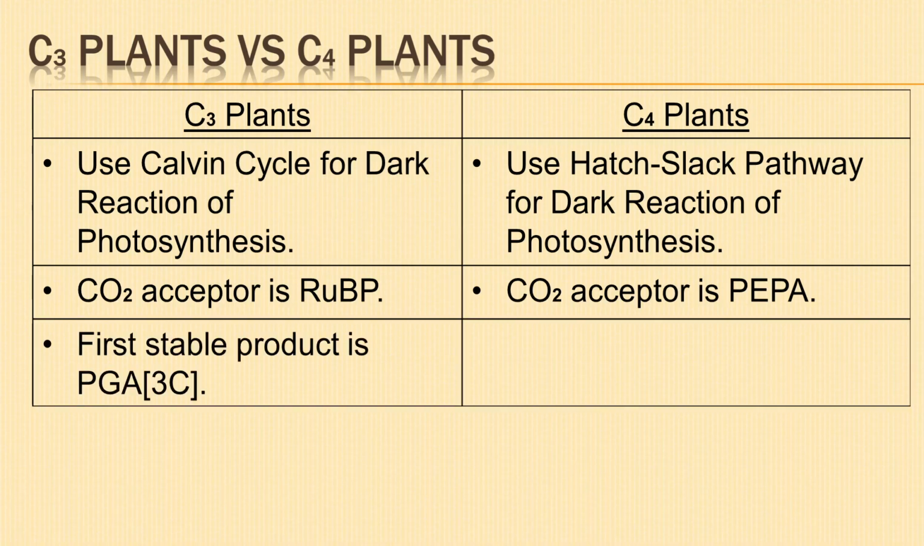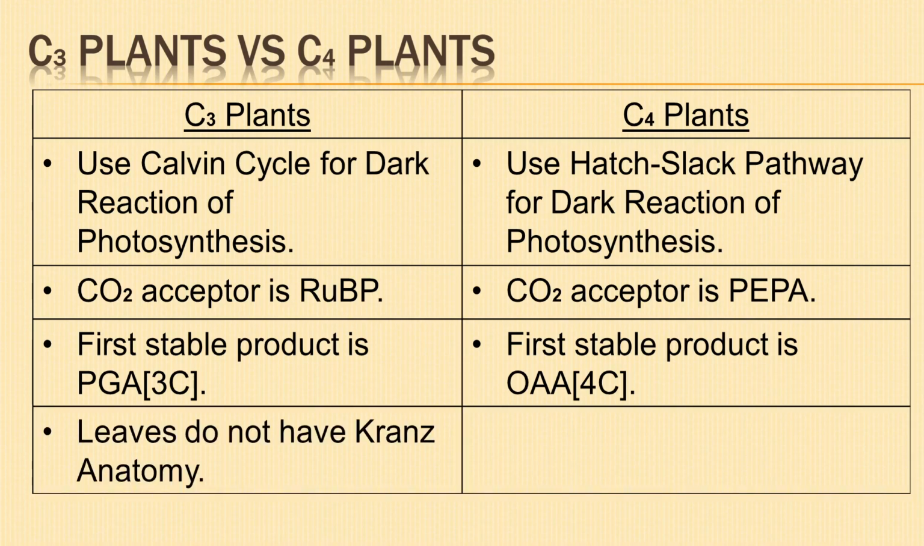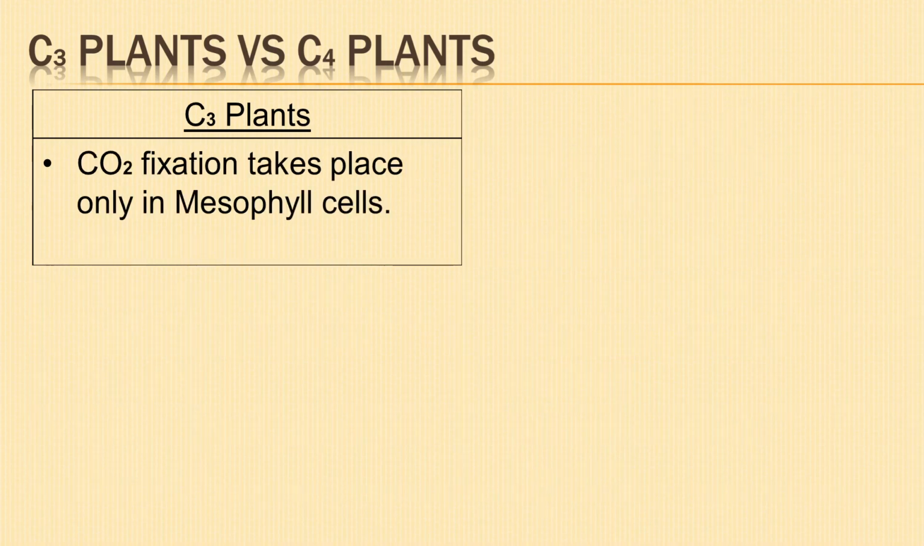The first stable product in C3 plants during photosynthesis is phosphoglyceric acid. The first stable product in C4 plants during photosynthesis is oxaloacetic acid. Leaves of C3 plants do not have Kranz anatomy. Leaves of C4 plants have Kranz anatomy. Carbon dioxide fixation takes place only at one place in C3 plants, that is, in mesophyll cells.